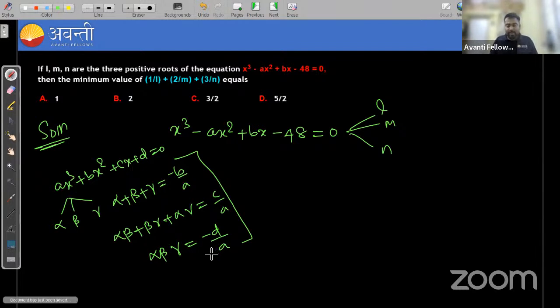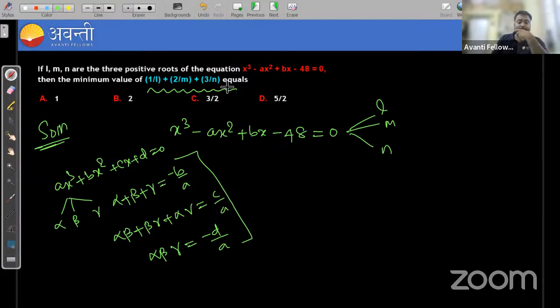Any reference book you can follow. So similarly, we need to find here the minimum value of 1 by L plus 2 by M plus 3 by N. So basically, to solve this type of question, we use the last inequality.